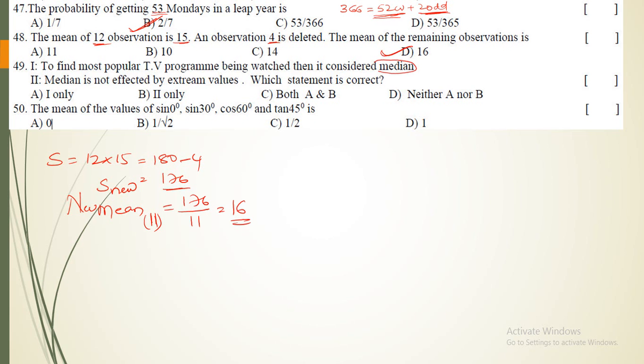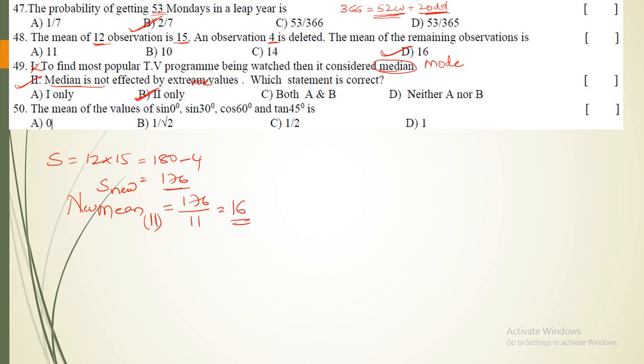Next, to find the most popular TV program being watched, it is considered median. So it is wrong, because mode is nothing but the most frequently repeated data, hence statement 1 is wrong. Next, median is not affected by extreme values. So median is not affected, right? So this is correct. Which is affected? Mean gets affected much, right? Then which statement is correct? Only statement 2 is correct.